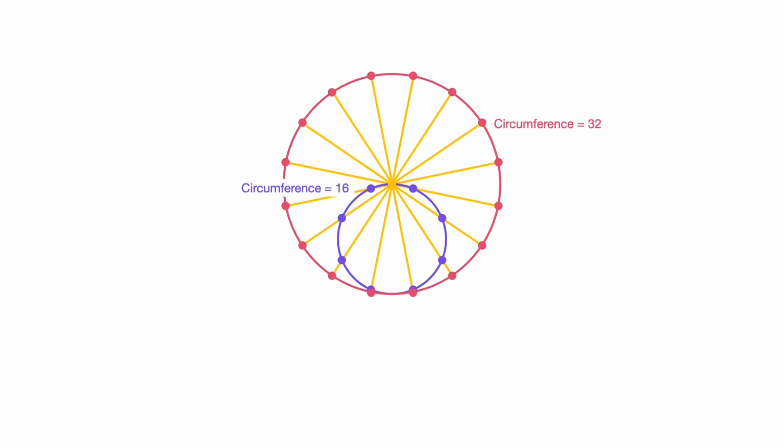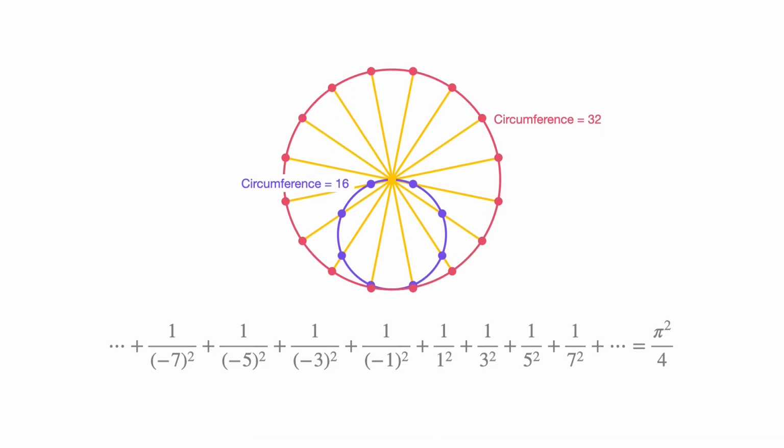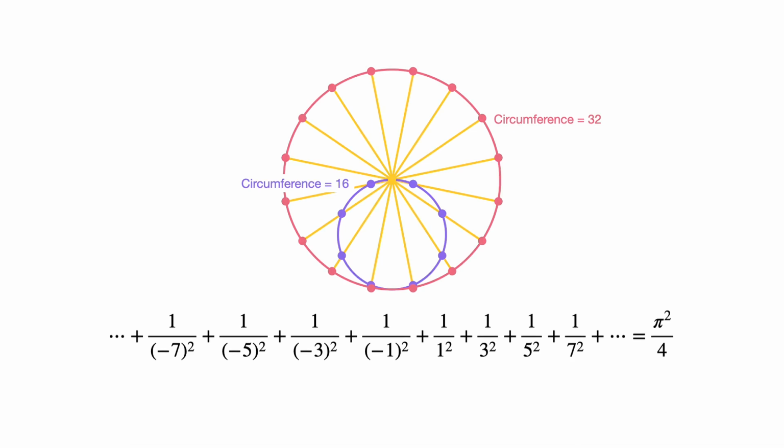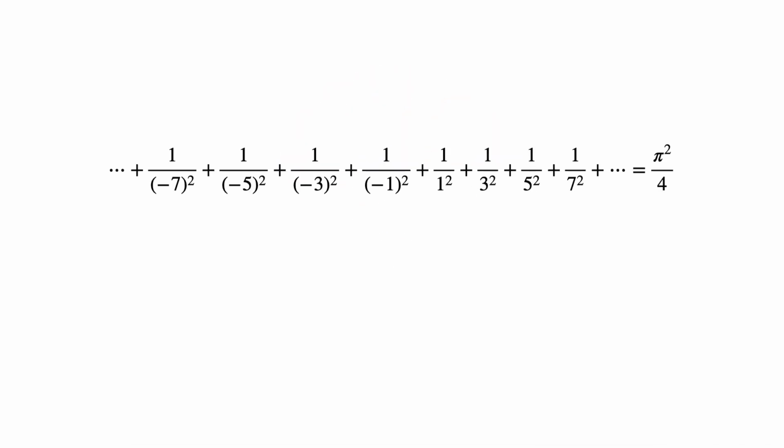For now, these hidden connections point toward a remarkable identity. On the left are the reciprocal squares of the odd integers. On the right is a quantity built from a circle. At first glance, these two ideas appear worlds apart. But once we understand the connection, we unlock the key to the Basel problem. The Basel problem asks for the exact value of this infinite sum.